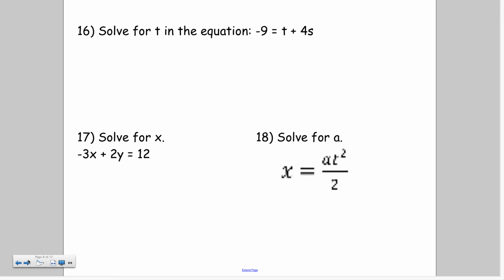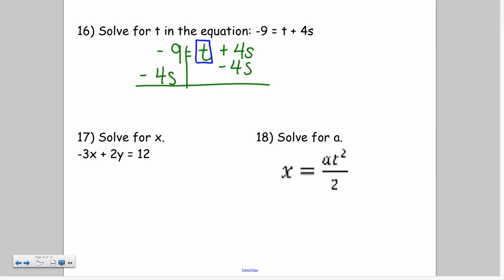Solve for t in the equation. So we have negative 9 is equal to t plus 4x. So we're going to solve for the t. So in order to get t by itself, we need to subtract 4x from both sides. I can't combine those because they don't have like terms. So negative 4x minus 9 is equal to t. And that's my answer.